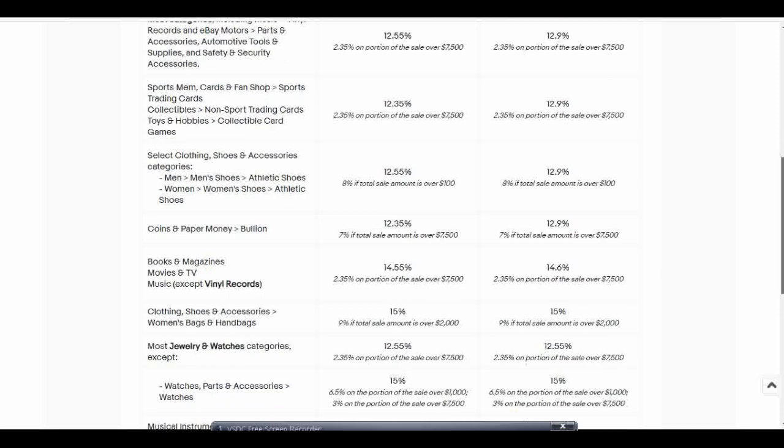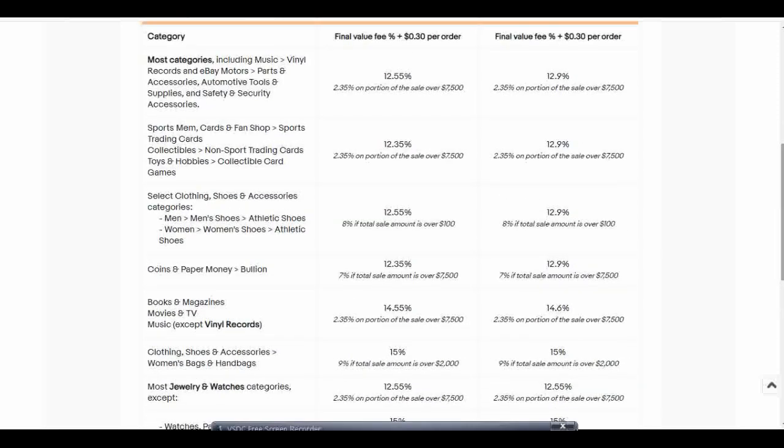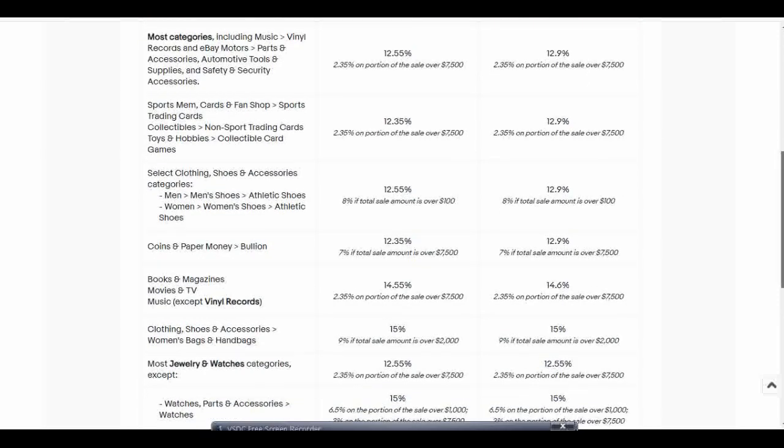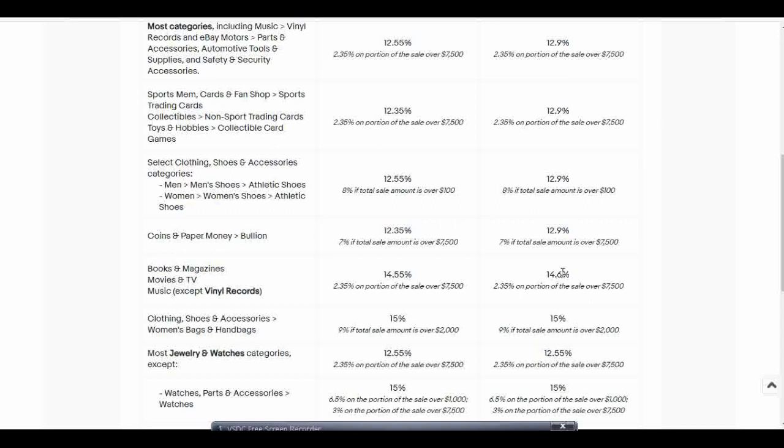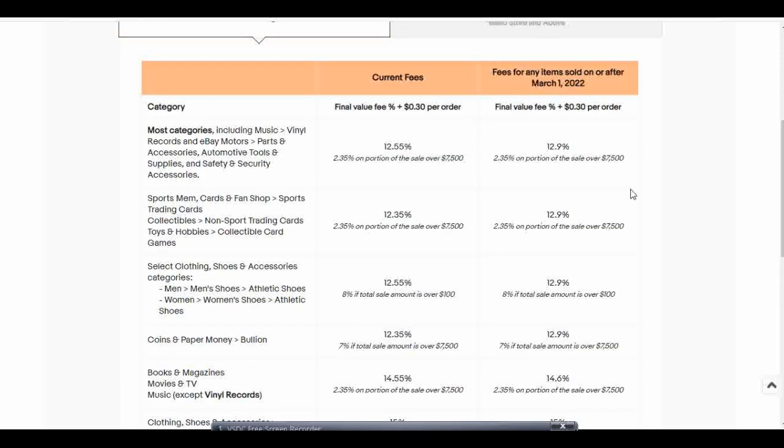If you just scroll through the table, that seems to be a percentage number that shows up a lot. But if you wanted to sell in a different category like books and magazines, you'll note that you're going to be charged a 14.6% fee for those items. And also up here at the top, you'll notice it says final value fee percent plus 30 cents per order. This is a transaction fee, so not only is eBay taking that 12.9% on most categories, they're also going to be asking for that 30-cent fee to help process that payment transaction.